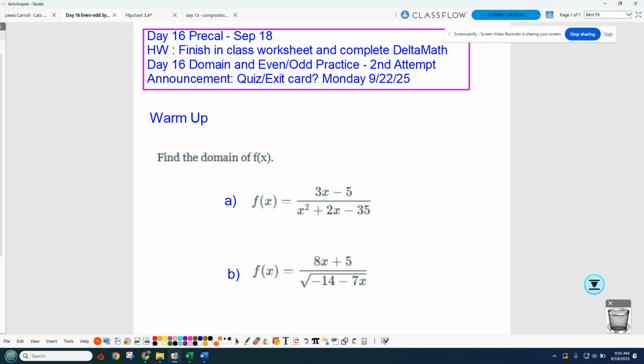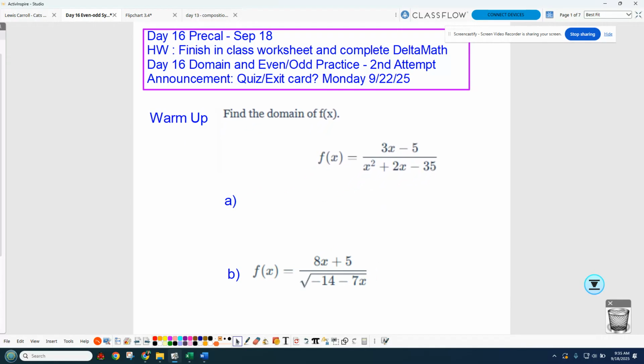Oh, yeah. So some of you are explaining how to do this. So can you tell us? Dylan, how do we find the domain of this first? Factor it. How do I factor?